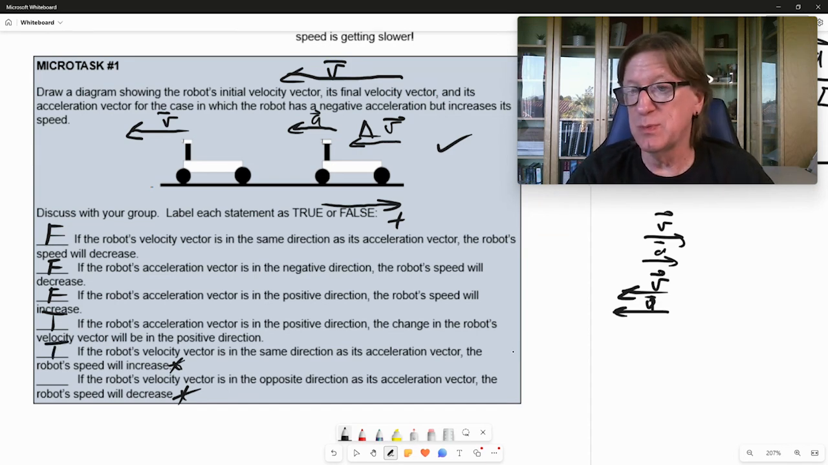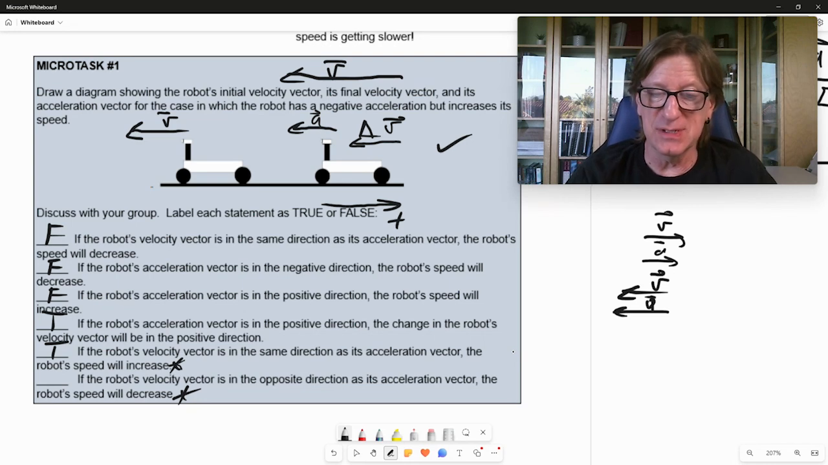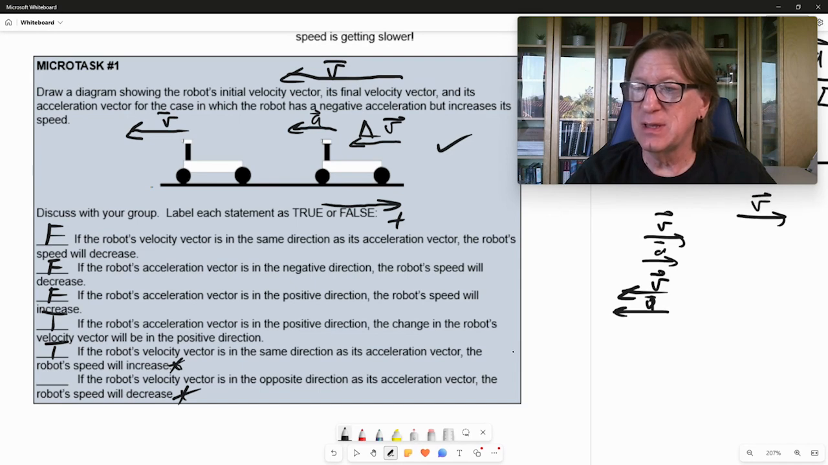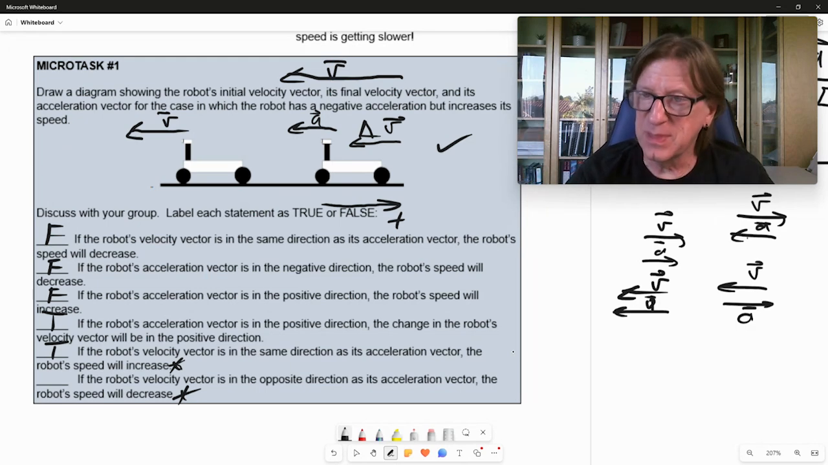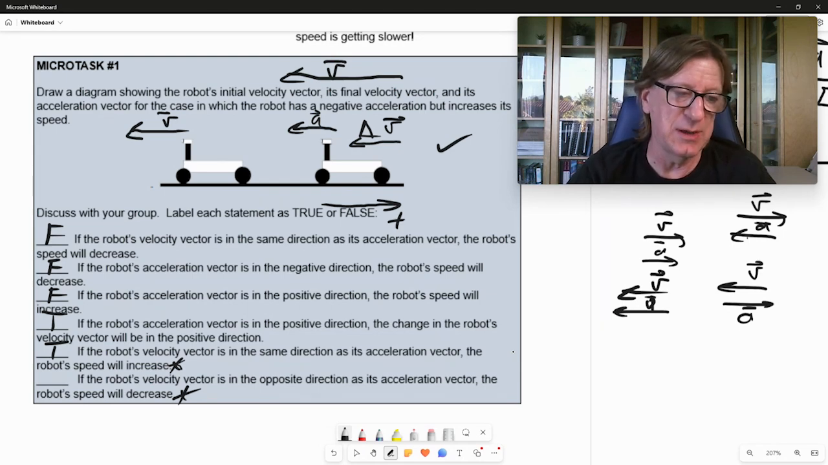And then by the same token, this would be the opposite case. If the robot's velocity vector is in the opposite direction from its acceleration vector, then the robot's speed will decrease. So if I've got a robot's velocity this way and an acceleration this way, you see that my change in velocity, which is the acceleration, is in the opposite direction. So my velocity is going to get less. Same thing here. If I have a velocity in the negative direction and acceleration in the positive direction, then the change is going to be in the positive direction, and my speed, my magnitude of it, will get less. The robot will actually slow down.